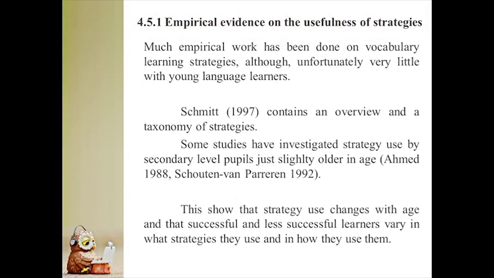Next is empirical evidence on the usefulness of strategies. Much empirical work has been done on vocabulary learning strategies, although very little with young language learners. Smith 1997 contains an overview and a taxonomy of strategies. Some studies have investigated strategy use by secondary level pupils, who are older in age. This shows that strategy use changes with age, and that successful and less successful learners vary in what strategies they use and in how they use them.